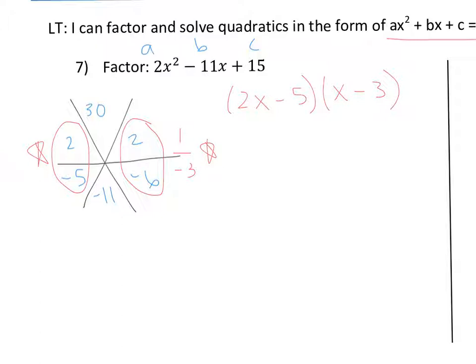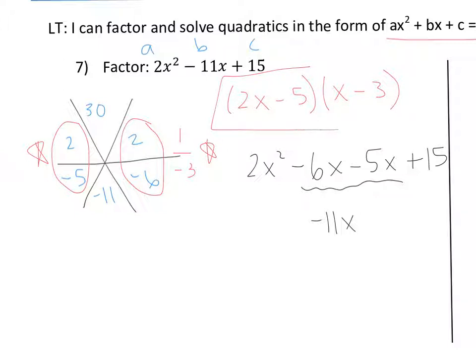And again, I can check my answers by going ahead and FOILing 2x minus 5 times x minus 3. So if I do that, 2x times x is 2x squared. 2x times negative 3 is negative 6x minus 5x, and then plus 15. Let's fix that. Plus 15. Combine my negative 6x and negative 5x, and that gives me negative 11x. So I do in fact get the original expression. So I was correct in my answer of 2x minus 5 times x minus 3.